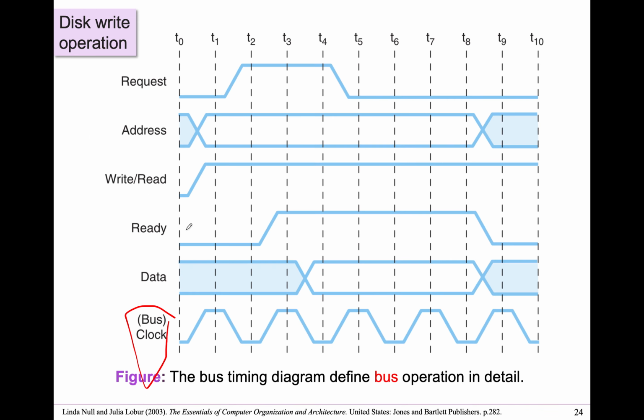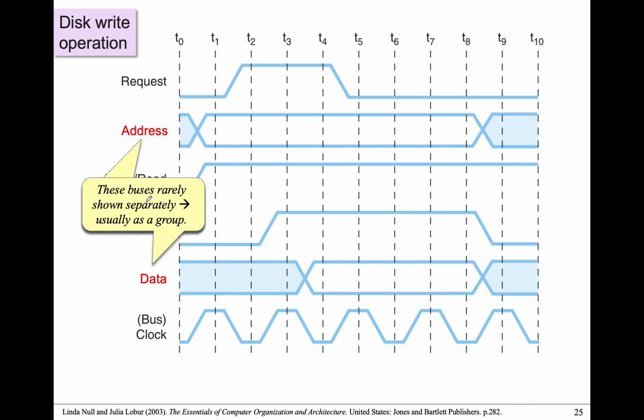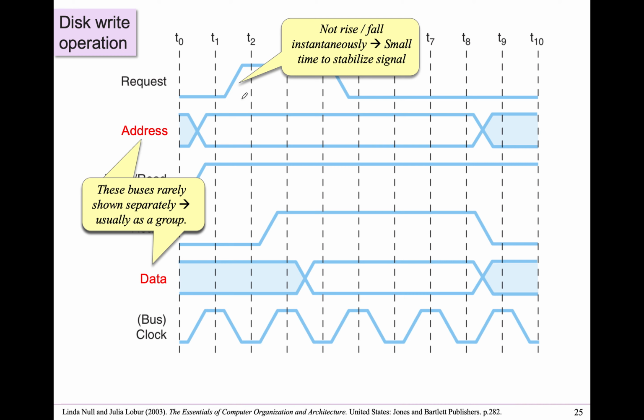Second is what happens. It shows this with the example, one by one. You can see the bus is rarely shown separately, usually as a group. And this one is not rise. Basically this shows you what happens to all the clocks and also the signals that are given.